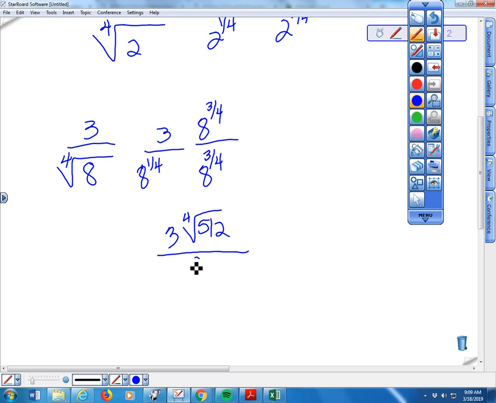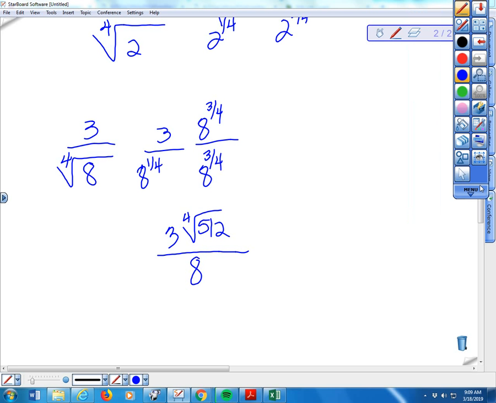Over 8. Now, we always have to try and simplify if we have something like this. Just like if we had the square root of 90, we look for square roots that go into 9, and we have to simplify it that way. Same is true here. We're looking for 4th roots that go into 512.